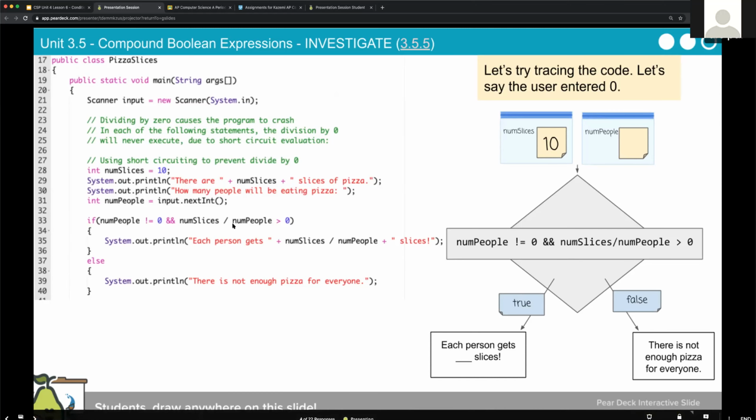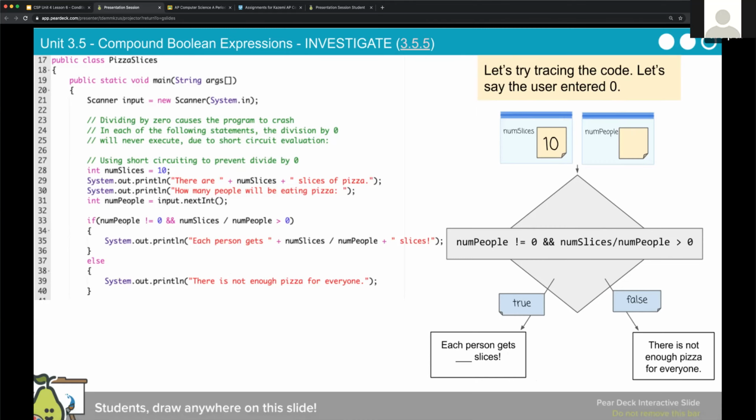What I want you to do is evaluate the scenario where the user enters 0 for num people. Trace through this flowchart and tell me what's going to happen. Is it going to be true or is it going to be false? Again, you're using the value 0 for num people. So go ahead and switch to your Pear Deck slide, annotate, and decide what happens.